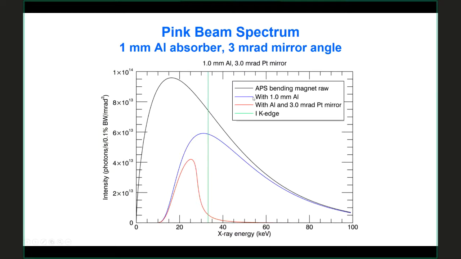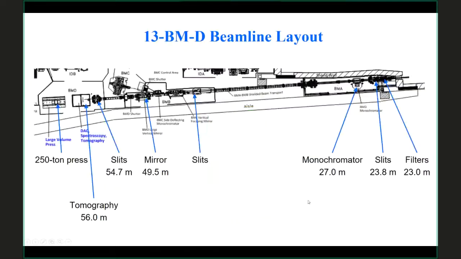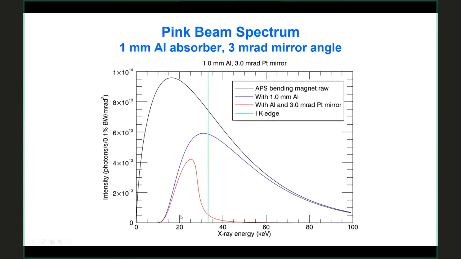The blue is what happens if we put a millimeter of aluminum in that beam. So you see at high energy, the aluminum does almost nothing. But at low energy, it's cutting off almost all the photons below about 20 keV, 15 keV. And then finally, if we also reflect that beam from this mirror at an angle of 3 milliradians, we get this red spectrum here. So the low energy side is being controlled by the aluminum absorber and the high energy side by the reflection from the mirror.